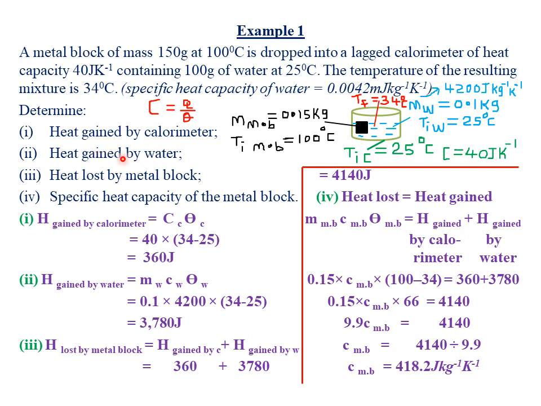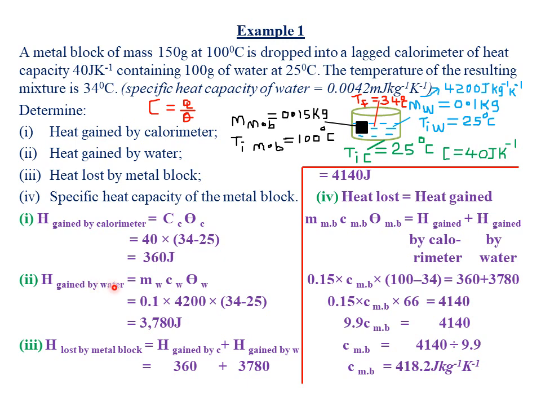Then Roman 2, they want us to find the heat gained by water. Because for the water we are given the specific heat capacity, it simply means that Q for water will consider the aspect of mass. Therefore, the heat gained by water will be given by mass of water multiplied by the specific heat capacity of water multiplied by the change in temperature for the water. Remember, if we were given the heat capacity of water, we could have just used C theta, the heat capacity multiplied by the change in temperature. But because we are given the specific heat capacity of water, we have to include the mass in our equation.